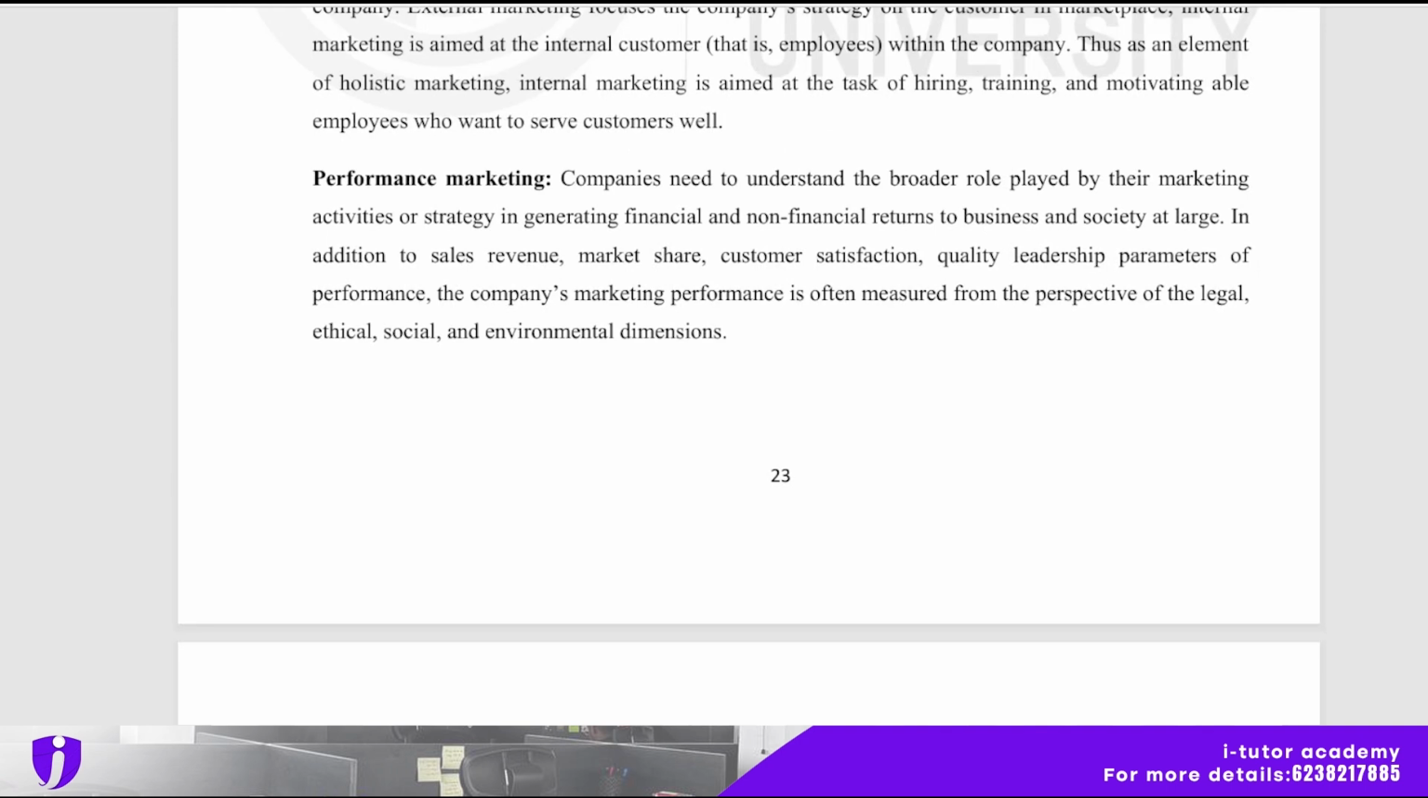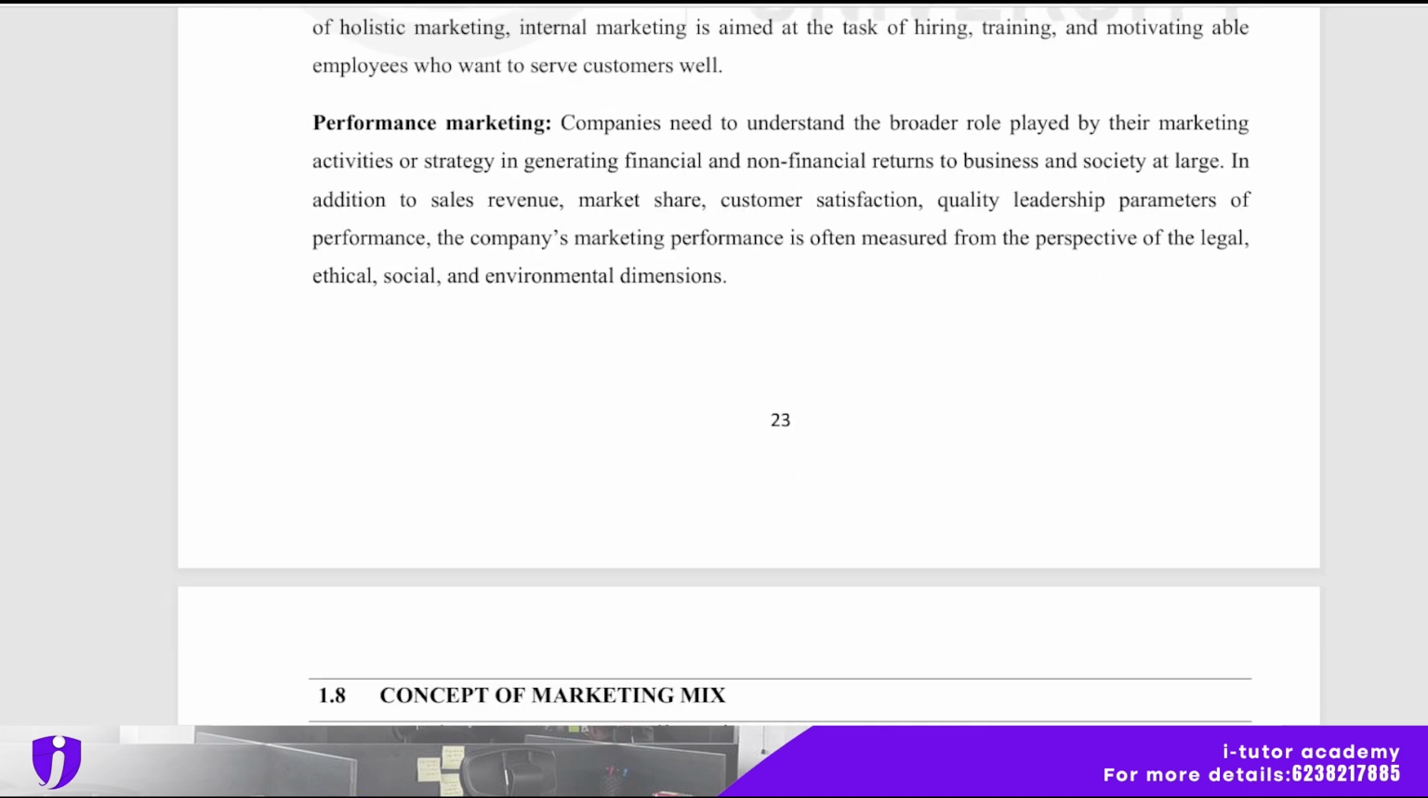Performance marketing. Companies need to understand the broader role played by their marketing activities or strategy in generating financial and non-financial returns to business and society at large. In addition to sales revenue, market share, customer satisfaction, quality, and leadership parameters of performance, the company's marketing performance is often measured from the perspective of the legal, ethical, social, and environmental dimensions.